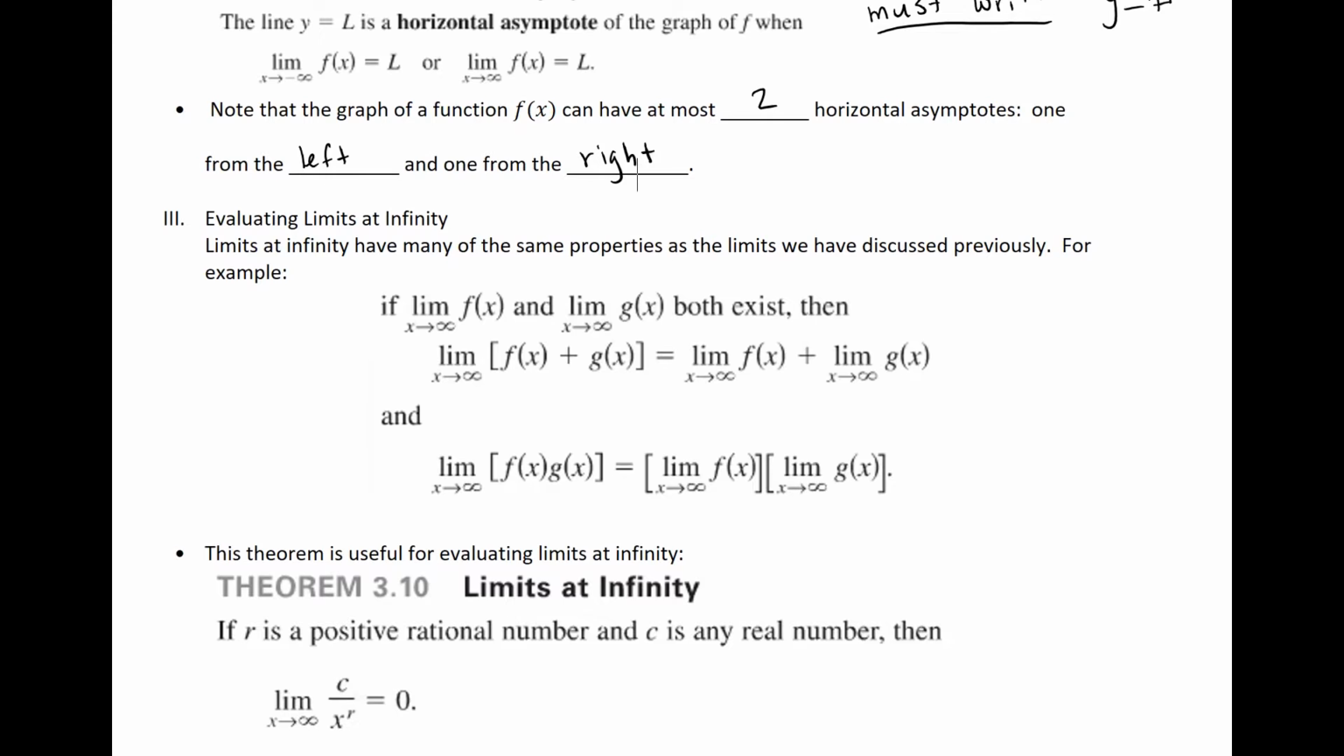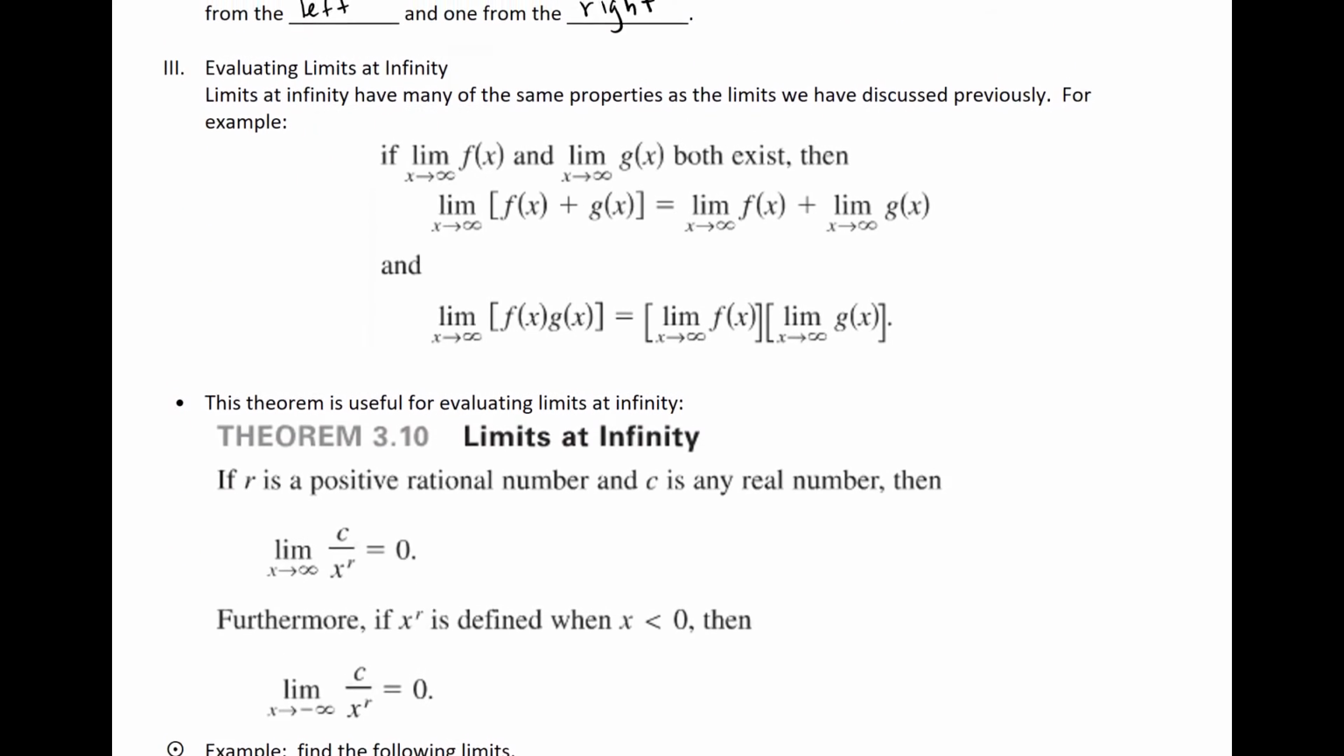So if we want to evaluate limits at infinity, they're going to have a lot of the same properties as the limits that we've discussed previously. So if you know that two limits both exist, then you can add them, you can multiply them, and so forth. The only place where this could get a little bit weird is when you're trying to divide limits at infinity, or if you're dealing with a limit at infinity that also evaluates to infinity. So we'll talk about some of these scenarios.